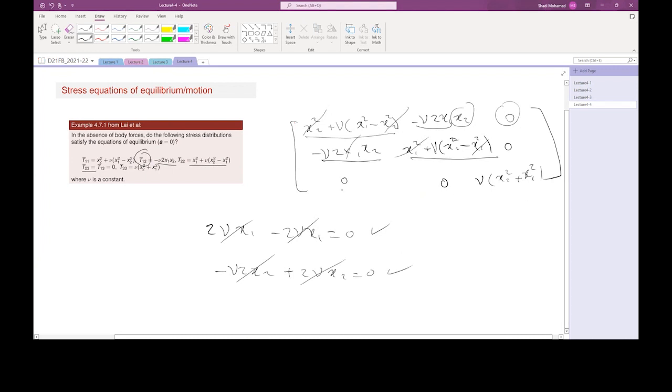And the last equation, I need to differentiate this one with respect to x1, it is 0. This one with respect to x2, it's 0. And this one with respect to x3. Now, it's only x2 and x1 in there. There is no x3. So the derivative of this with respect to x3, this is constant with respect to x3. So it's going to be 0 is equal to 0. And the third equation is satisfied.